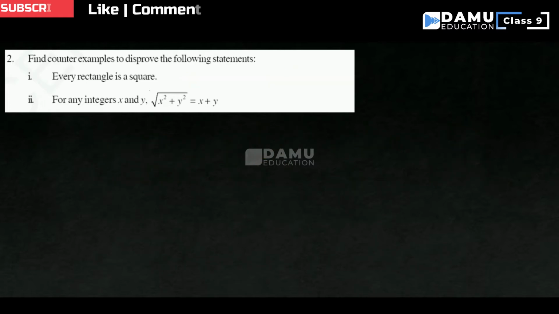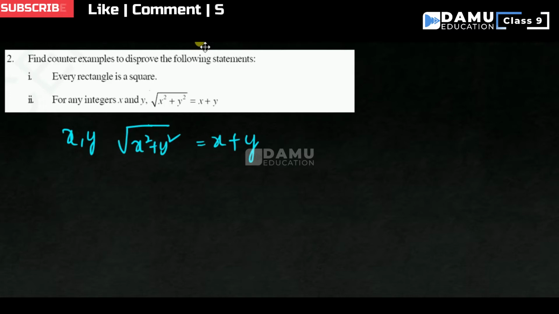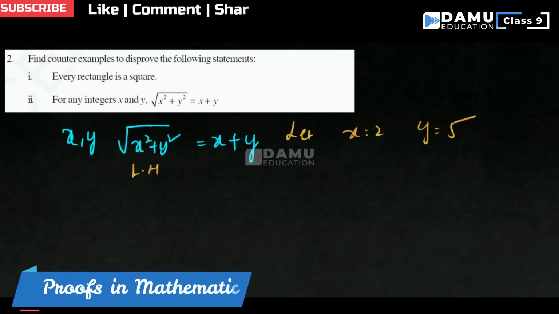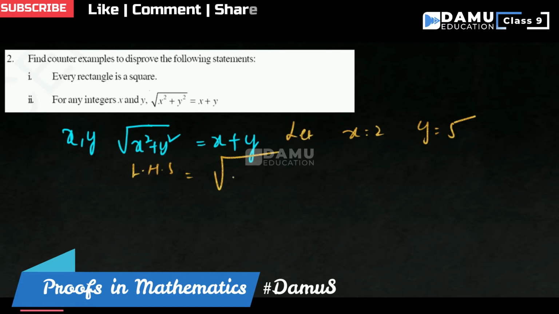Our second one: for any integers x and y, the square root of x square plus y square is equal to x plus y. So let's take any integers, as they are saying. Let's take x and y values. Let x be equal to 2 and y be equal to 5. So let's substitute in the LHS. What is the LHS? That is the square root of 2 square plus 5 square. That is 2 square is 4 plus 5 square is 25, that is the square root of 29.